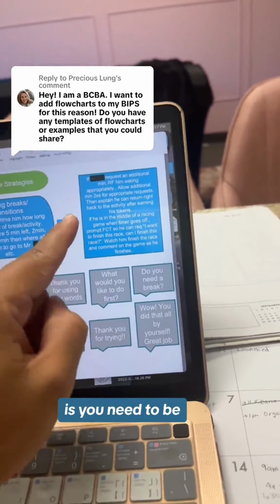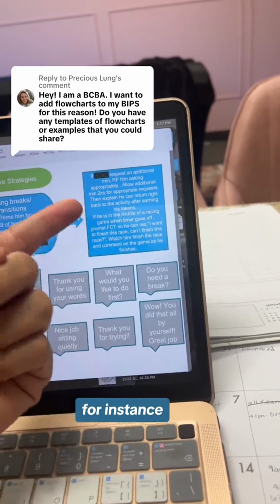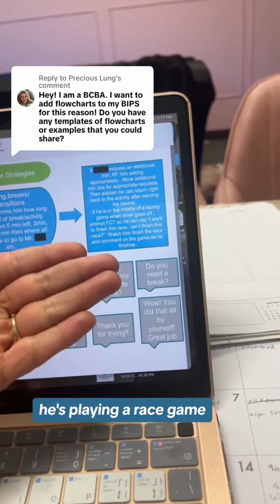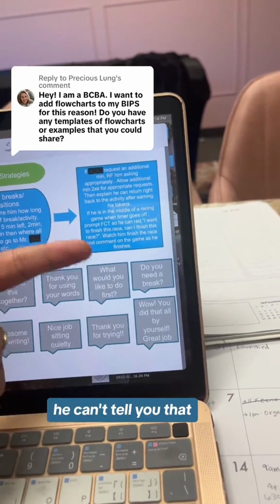Another thing is you need to be mindful of what they're engaging in on the iPad. For instance, the timer could go off. Let's say it's the last time he has additional time, but he's playing a race game. And it's like, all right, the timer's up, buddy. Like, no. He can't tell you that he's trying to finish a race.